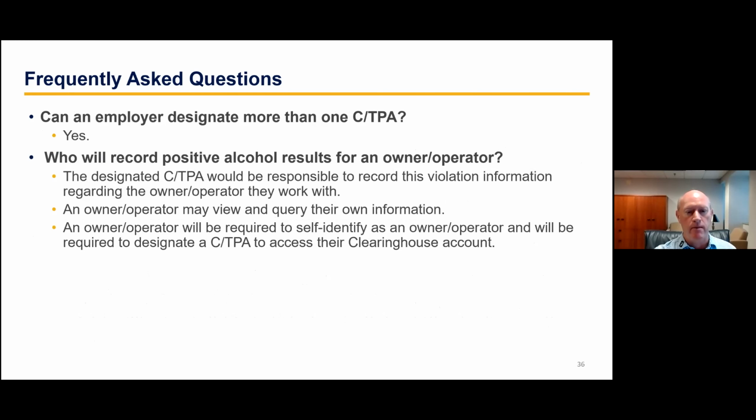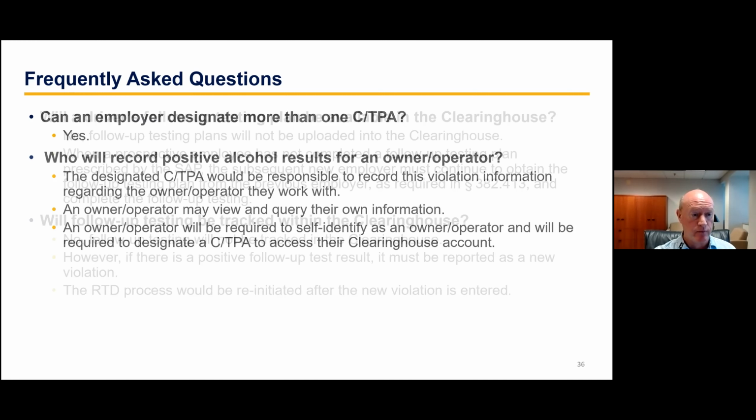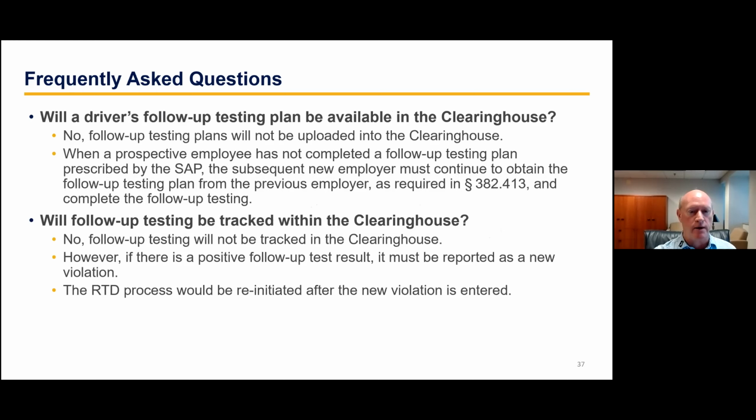Can you designate more than one C/TPA? Yes, you might have a couple out there. That's not usual, but you might. And then who will record positive tests for an owner-operator? We talked about owner-operator as sort of a special condition. That's where the C/TPA has a bigger role, that I don't think applies in this case. We talked about that the actual plan will not be there, just the results of the plan. And will follow-up tests be tracked in the Clearinghouse?